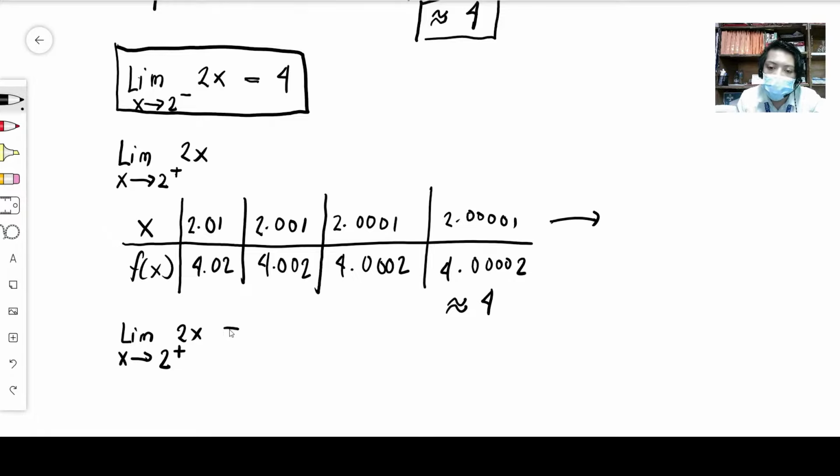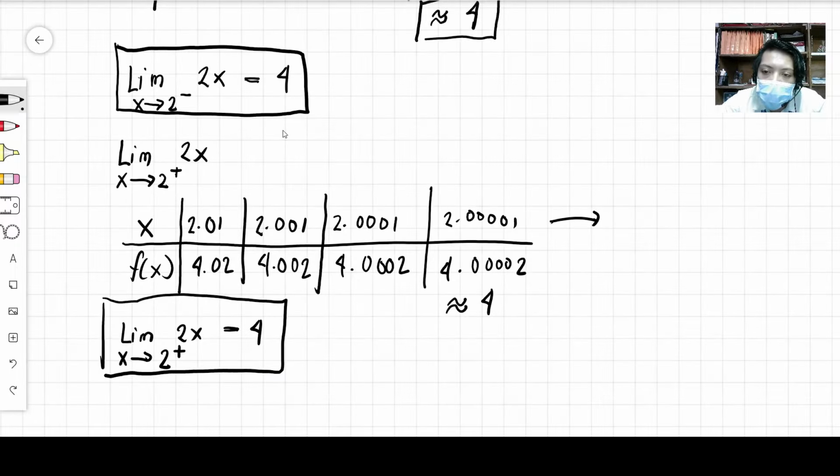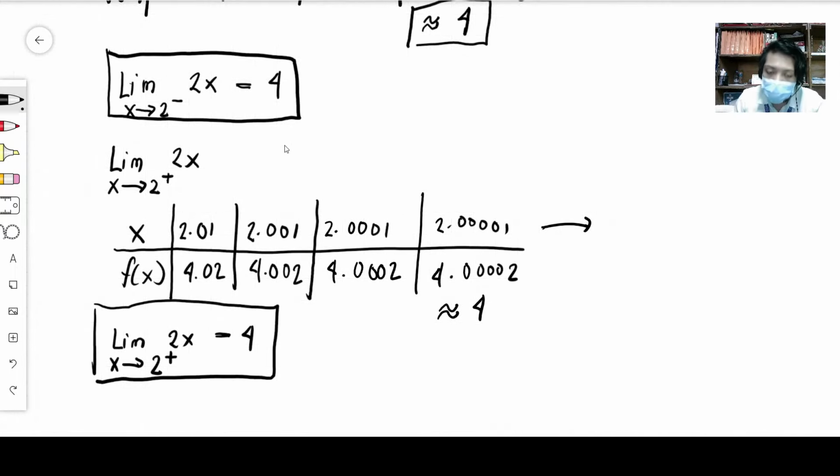Okay, is equal to 4. And this right here is what we call the right hand limit. And the left hand limit is this one. And the right hand limit is this one. So since the values of the left hand and the right hand limits are equal, that means that the limit of the function 2x when x approaches 2 is indeed equal to 4.